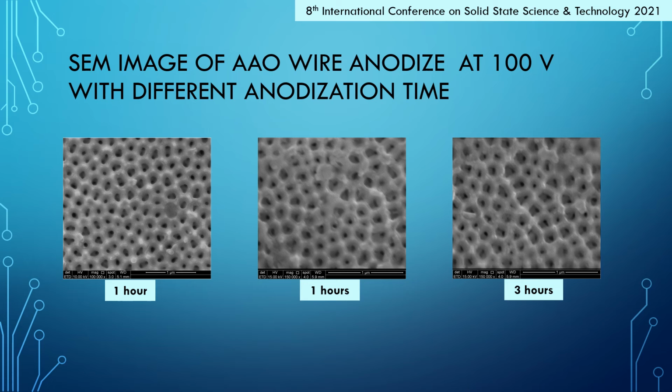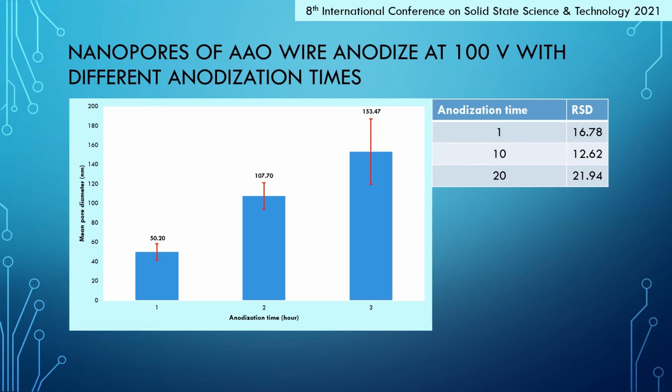This is the SEM image for AAO wire anodized at 100 volt with different times. The anodization time was varied at 1 hour, 2 hours, and 3 hours. The same pattern of pore size versus time can be seen here. The longer the time, the larger the pore size. However, for the uniformity of size and structure, for AAO anodized at 100 volt, the pores started to vary in size more compared to lower voltage. And if longer anodization time was allowed, the pore size became less homogeneous. This might be due to the higher pore growth resulting from higher voltage and current.